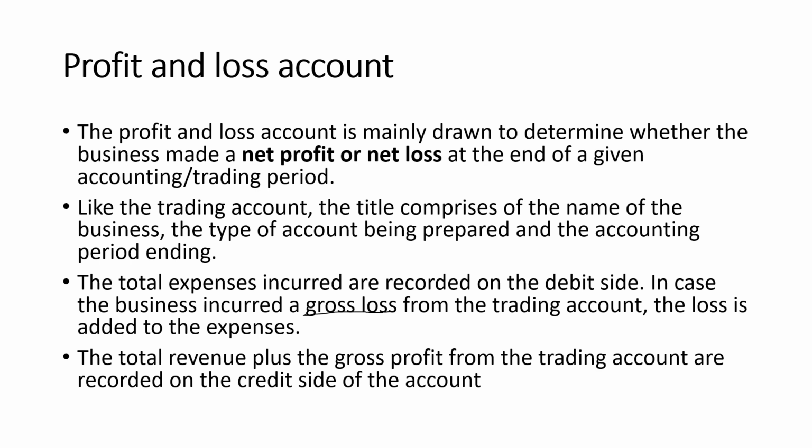In this case, we have got two sides of the account. We have got the debit side, where we are recording the expenses. And in case the business made a gross loss from the trading account, then that gross loss is brought down to the expenses side on the debit side. But in case the business incurred a gross profit, we are going to add the gross profit plus other income which the business earned during that period.